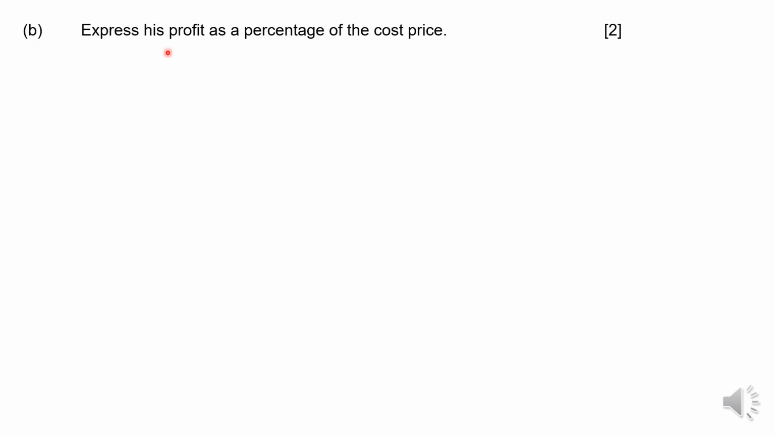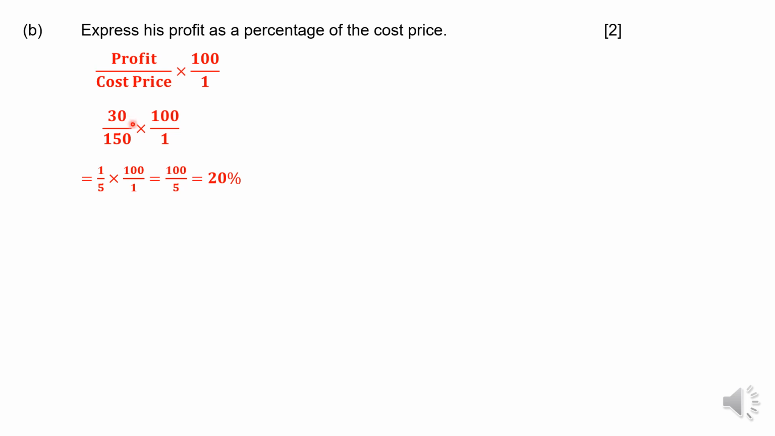The B part says you must express his profit as a percentage of the cost price. So one of the biggest mistakes that learners are doing is that they put the profit over the selling price, and that is wrong. It should be the profit always over the original price of the item. And we know that it was 30 over 150. Now remember you are not using a calculator, but if you take your pen or your pencil and you cross out the zeros, what you are actually doing is you are dividing by 10.